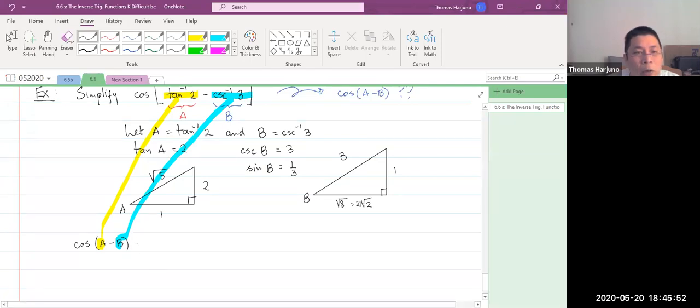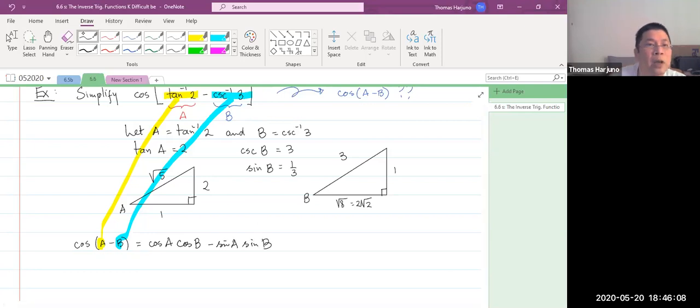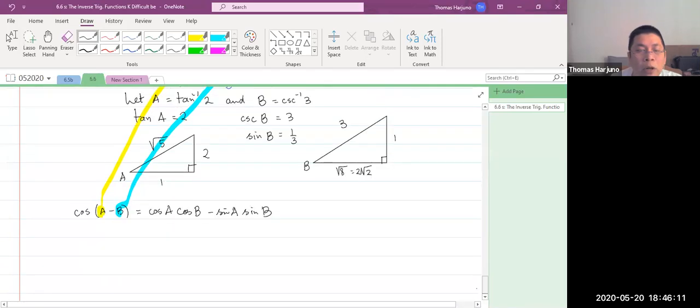According to the formula, cosine A minus B is cosine A cosine B minus sine A sine B. I believe you can take it from here. You just plug in numbers, you already have the triangles. Cosine A is 1 over square root of 5. Cosine B is 2 radical 2 over 3, minus sine A is 2 over square root of 5, while sine B is 1/3.